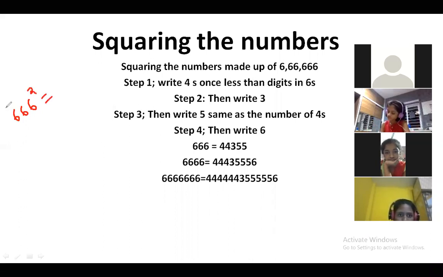Okay. So 666 square. First we should write 4s. How many 4s should you write? It depends on the number of digits. Here 3 digits are there. So you should write 2 4s. This is completed.